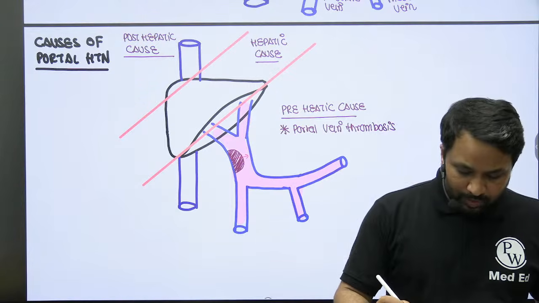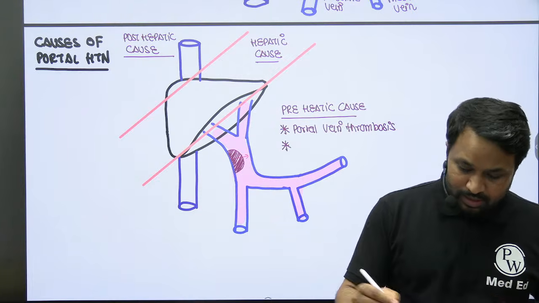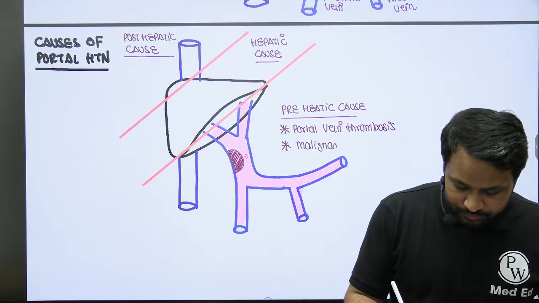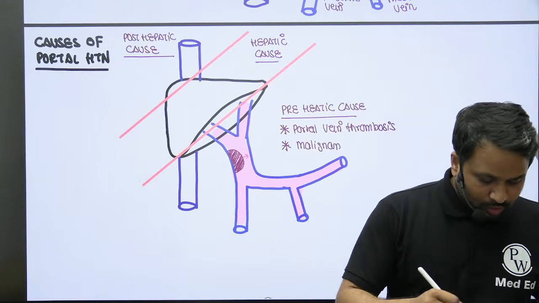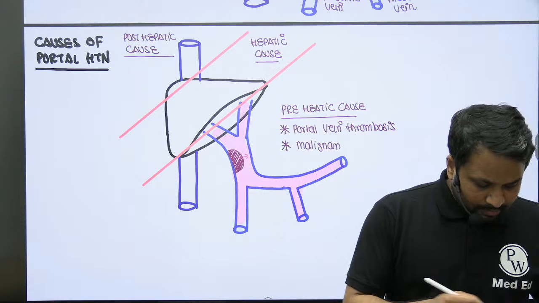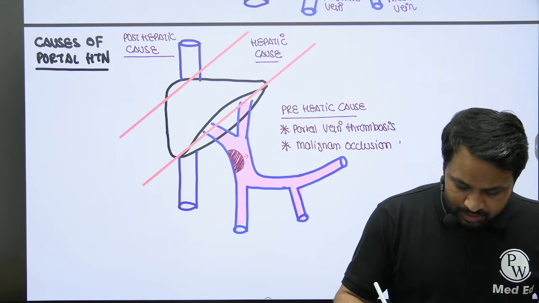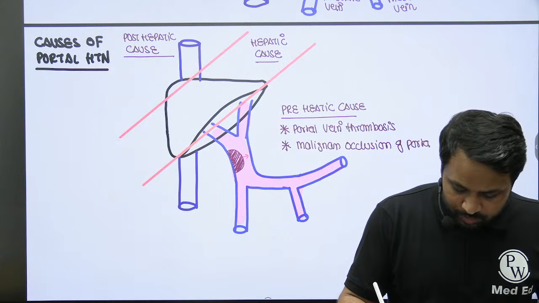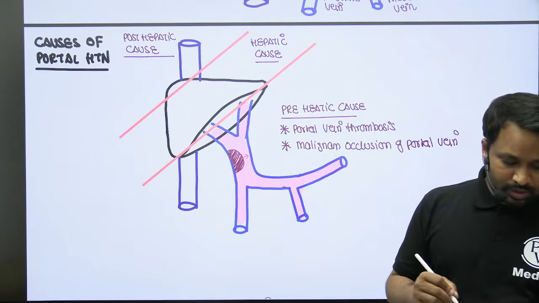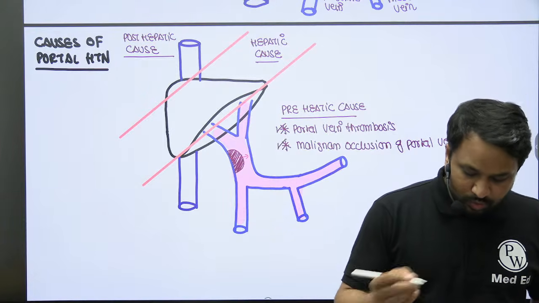Okay? Along with portal vein thrombosis, imagine if there is any tumor that is going to encircle the vein. That is what we call malignant occlusion. If there is malignant occlusion of the portal vein, so either there is presence of portal vein thrombosis, or there is a malignant occlusion of the portal vein.